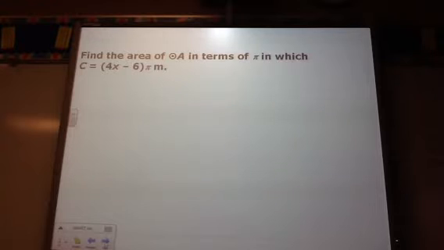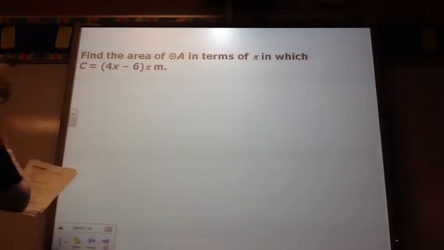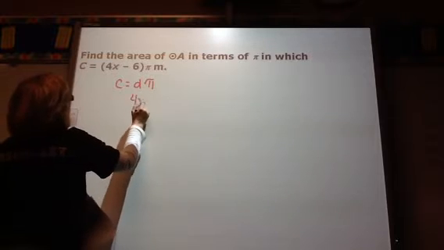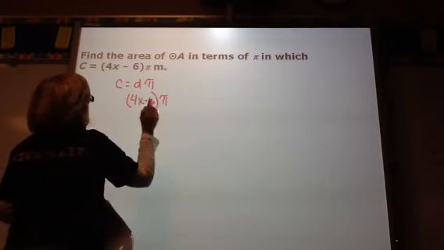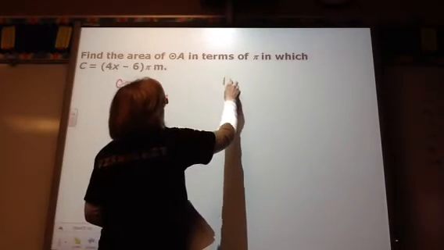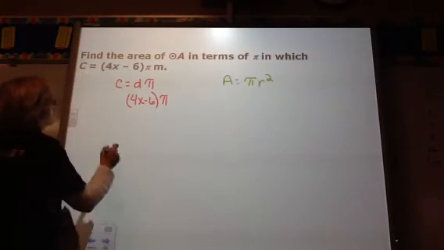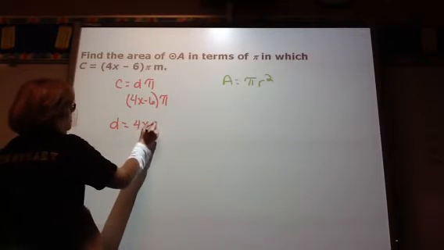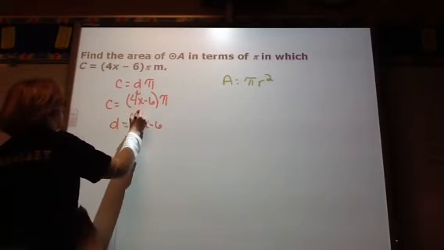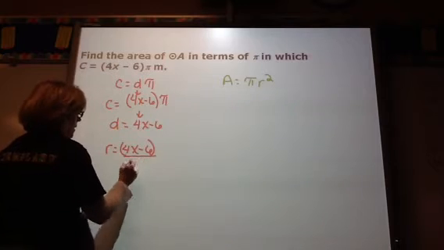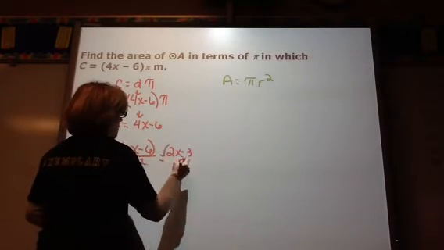Okay, find the area of circle A in terms of pi, in which the circumference equals 4x minus 6 pi meters. Okay, so circumference is diameter times pi. So we have 4x minus 6 times pi. For area, we need the radius. So if the diameter is 4x minus 6, pulling it out of that formula, the radius equals 4x minus 6 divided by 2. So that's 2x minus 3.